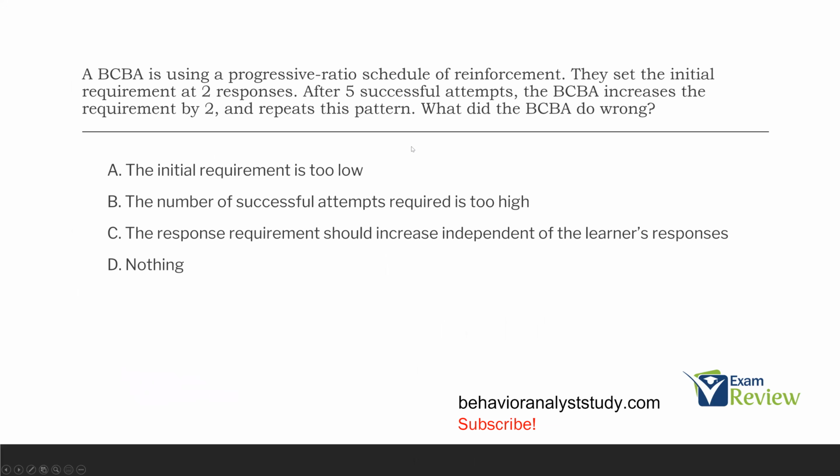Question 1. A BCBA is using a progressive ratio schedule of reinforcement. They set the initial requirement at 2 responses. After 5 successful attempts, the BCBA increases the requirement by 2 and repeats this pattern. What did the BCBA do wrong?